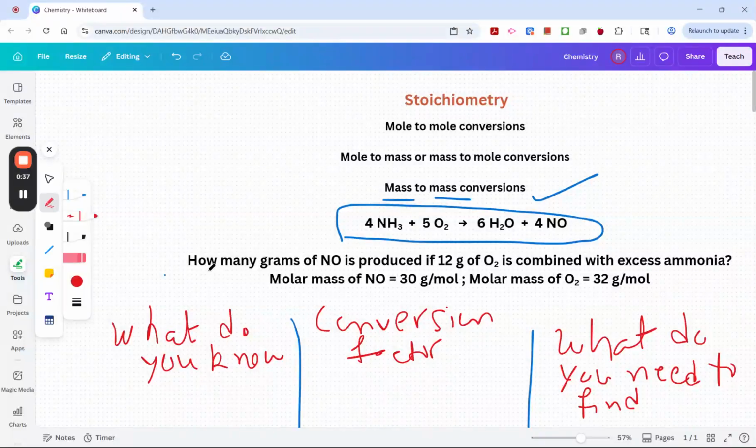Example first. How many grams of nitric oxide is produced if we use 12 grams of oxygen with excess of ammonia? This excess has some meaning which I will explain in the next video as a limiting reagent or excess reagent. It's very important, but let's focus here first. Mass to mass conversion. In the chemical reaction, we use 4 moles of ammonia with 5 moles of oxygen. We form 6 moles of water and 4 moles of nitric oxide. But in the question, our focus is nitric oxide and oxygen. Forget about the others.